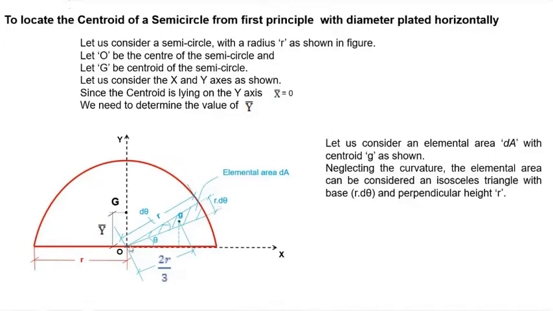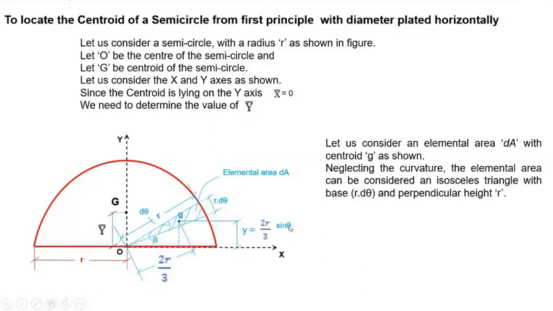Now in this isosceles triangle, we know from first principle, as we have just got, the centroid of a triangle will lie at a distance of 1/3 from the base of the triangle, whereas 2/3 from the apex of the triangle. So if r is the height, the centroid G will lie at a distance of 2r/3 from here, and this distance y will be equal to 2r/3 sin theta.